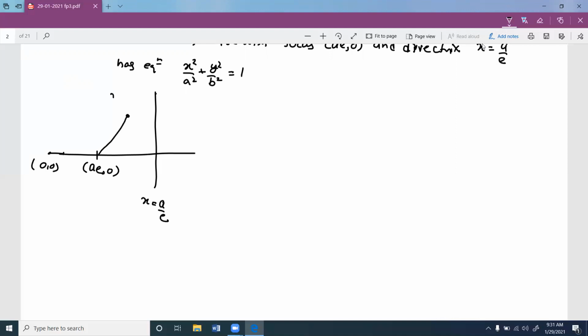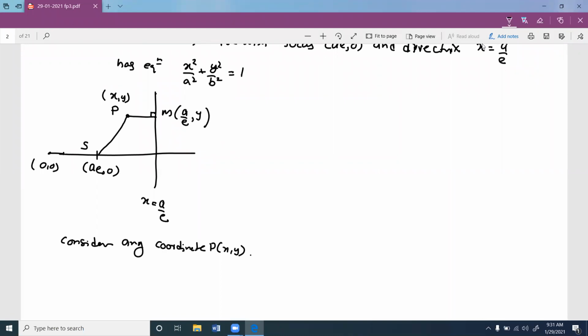Any point over here, a general point with coordinates x and y. I will draw two lines. So this is S, this is P, and this is M, perpendicular to the directrix. Consider any general coordinate (x, y) as P. The x coordinate of M is a over e, parallel to this, and the y coordinate is y. Then we have to find a relationship.